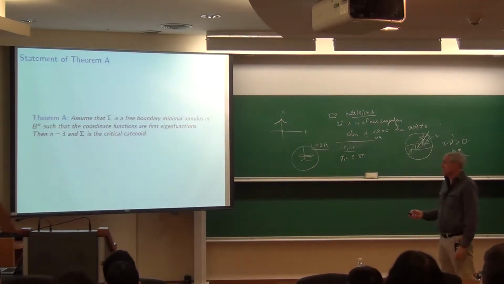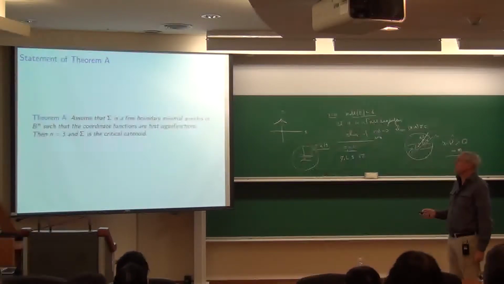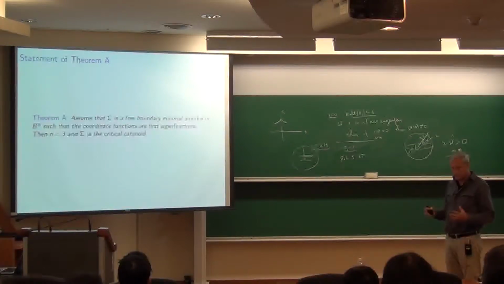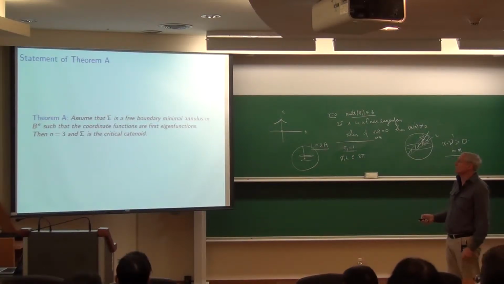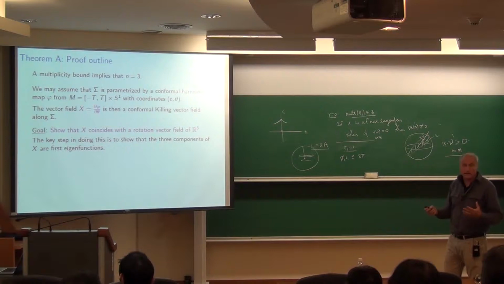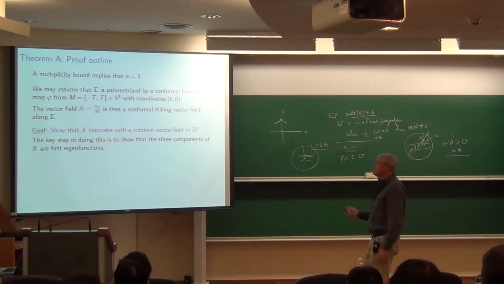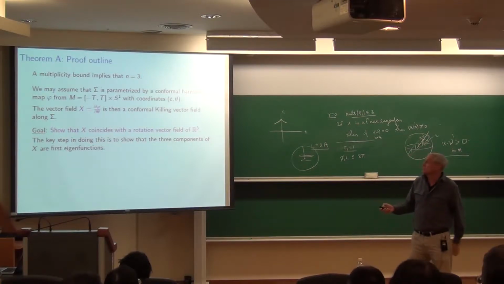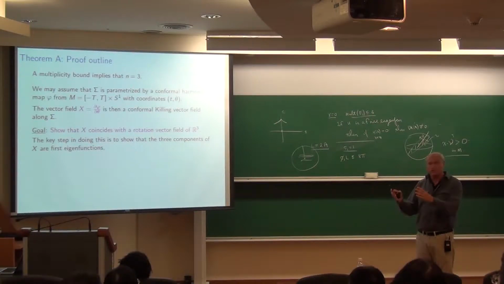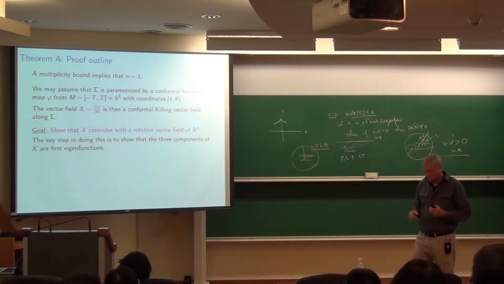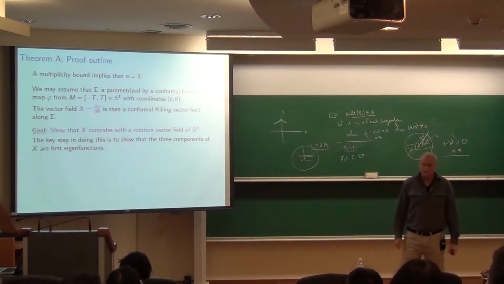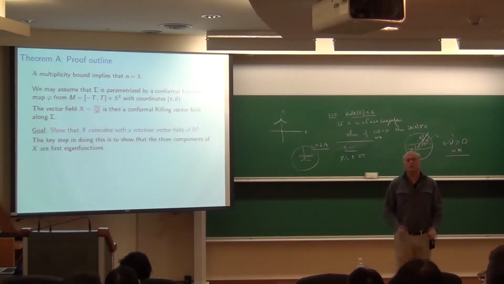So again, I'm going to show that if I have a free boundary minimal annulus in B^n such that the coordinate functions are the first eigenfunctions, then in fact n is 3 and I have a critical catenoid. Okay, so in fact I can get off easy with the n equals 3 result because I can just quote the multiplicity bound. Now actually, you could do this without using the multiplicity bound. That is, you could a priori assume you're in B^n for any n, and then you could argue at the end that you're actually in B^3. In fact, that's how we do the critical Mobius band.